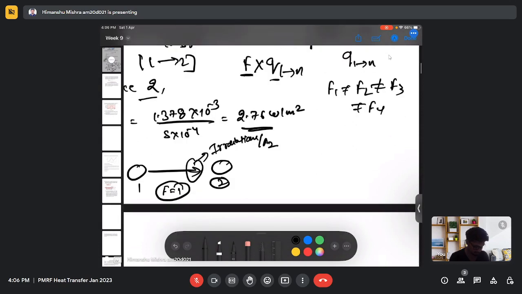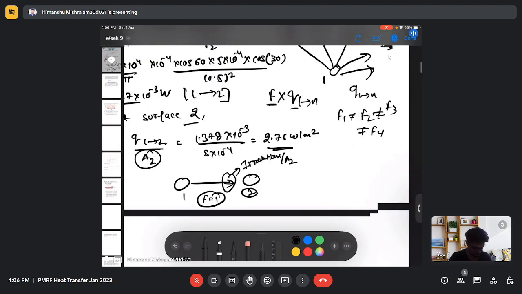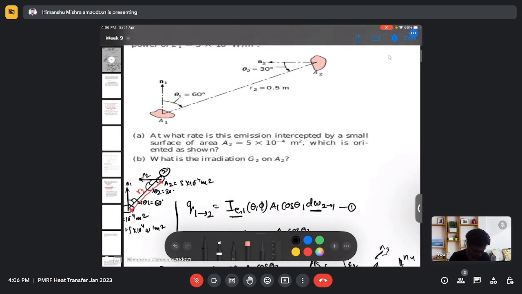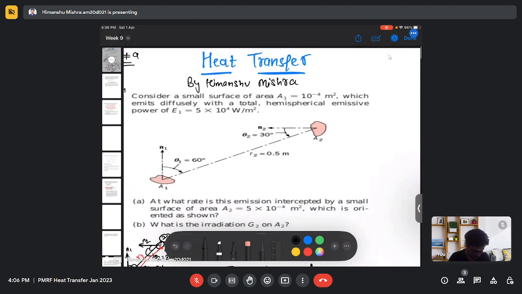But for this case, my view factor is 1. So basically whatever the radiation is emitted, it is actually received by the other surface. But it is not indicated anywhere in the statement of the question. So it is said that there is a diffusive heat transfer, which means that A1 will emit in every direction, and therefore it doesn't matter what the orientation of A2 is. It will capture all the heat, whatever A1 has emitted here.